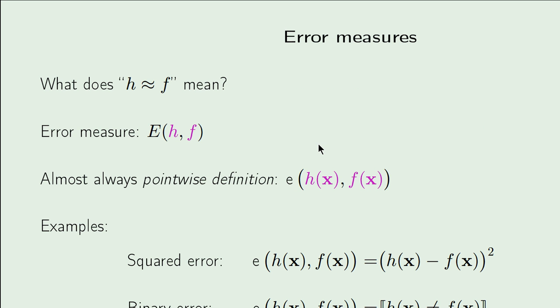So now error measures, what does h approximately equal to? The hypothesis is approximately equal to f. There is some error measure. It can be Gaussian, it can be binary error, that is, classification, whether it's equal or whether it's not.